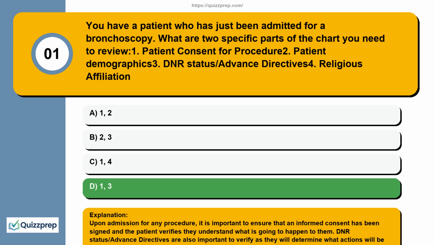Upon admission for any procedure, it is important to ensure that an informed consent has been signed and the patient verifies they understand what is going to happen to them. DNR status/advanced directives are also important to verify as they will determine what actions will be taken if something were to happen to the patient during the procedure.